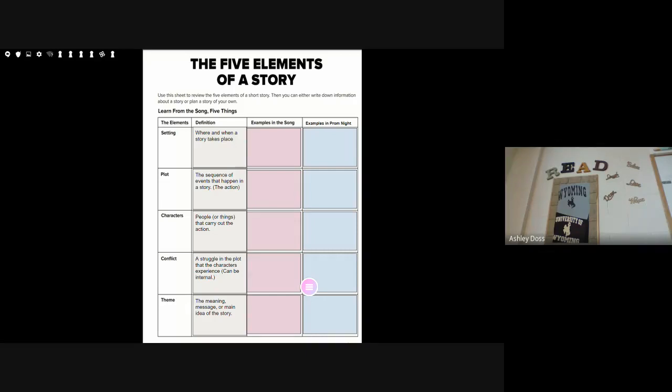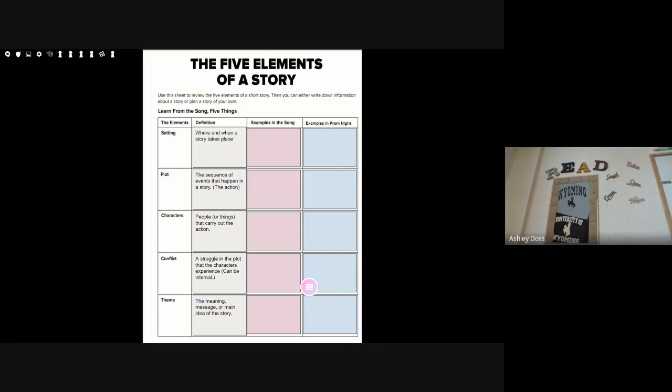I want you to look at your definition. We did this one together. So when I ask for a setting definition as a teacher, I want to know that it is where and when a story takes place. So if you do not have that written, you need to type that in. If you just have where and when, James, headphones, bye-bye. Thank you. If you have where and when, you need to be sure you put where and when a story takes place.